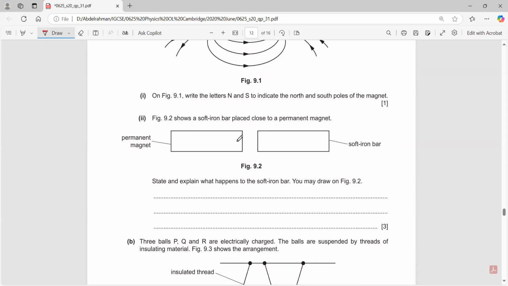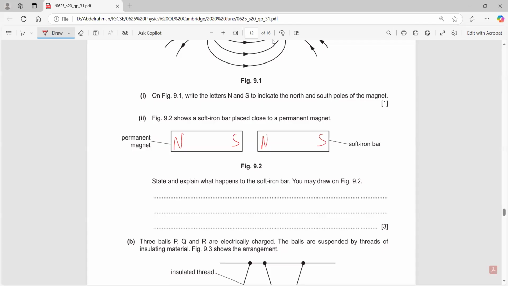State and explain what happens to the soft iron bar. You may draw on figure 9.1. If this is the magnet which is brought closer to the soft iron bar, you had, for example, N and S. So what would happen to the soft iron bar? The soft iron bar would become a magnet. So, for example, this part will be north and this is south.